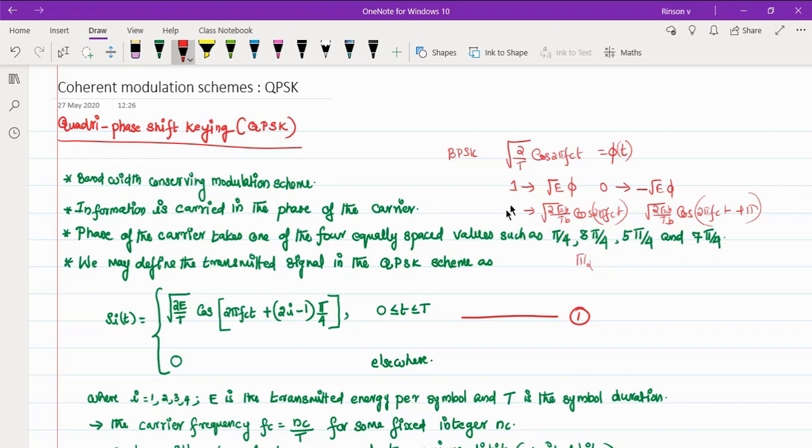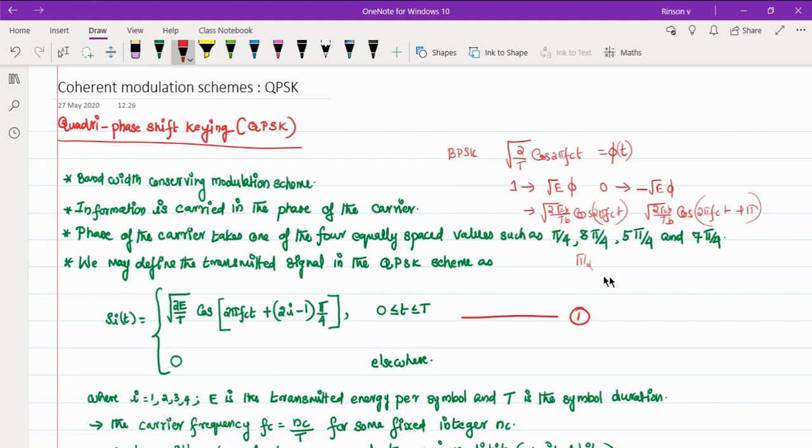So to transmit a symbol, you will be sending this signal Si of t, root E by T cos 2 pi fct plus (2i minus 1) pi by 4. Okay, so to transmit S1, that is, i is equal to 1 here, you will be transmitting a phase pi by 4. To transmit the second symbol, S2 of t, you will get 3 pi by 4. Similarly, 5 pi by 4 and 7 pi by 4.